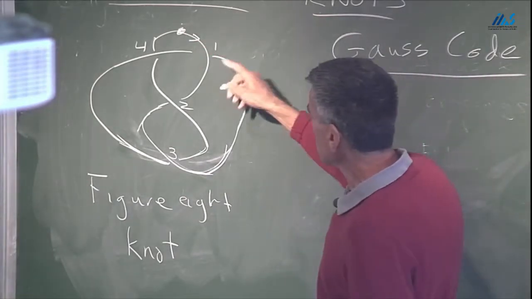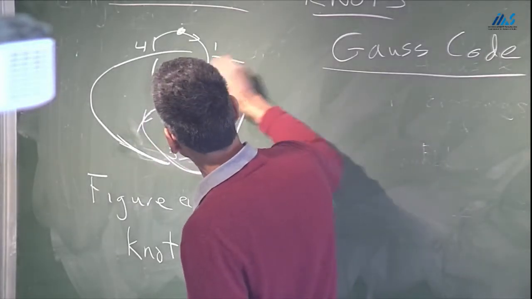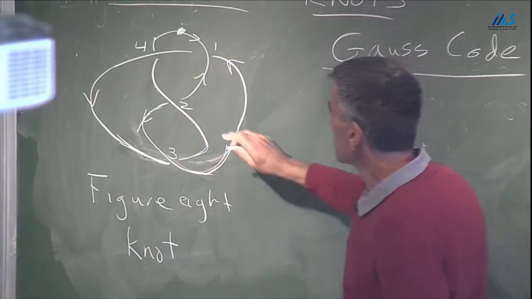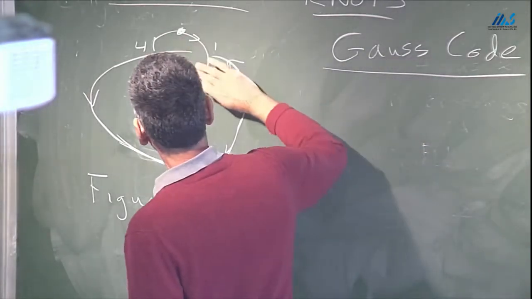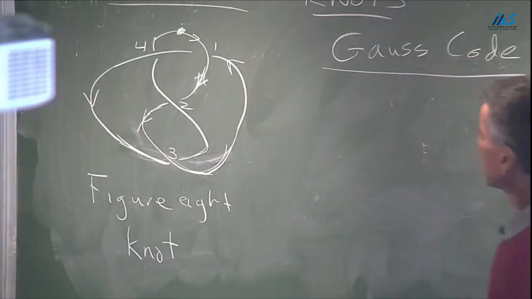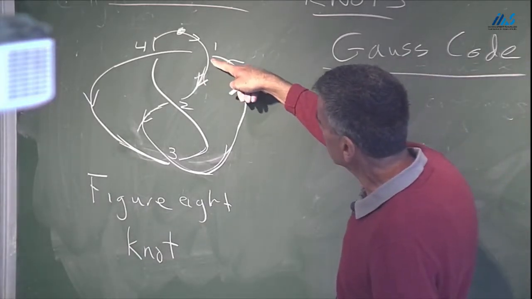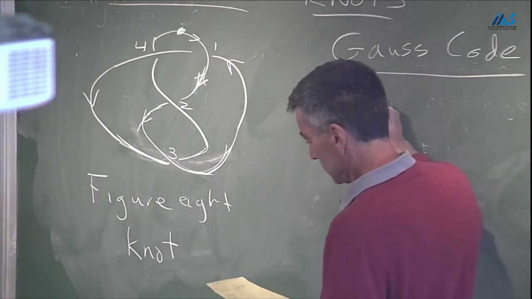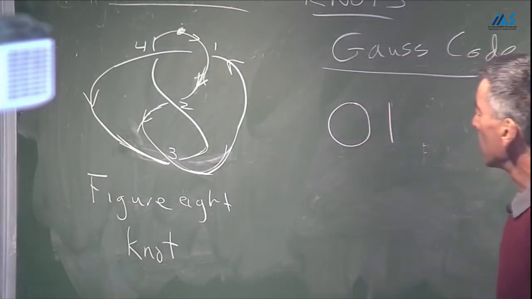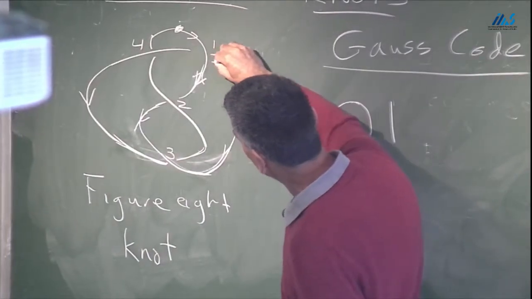So the first thing I see, let me draw the orientation in a few more places. There you go. So the first thing you see is you get to crossing number 1, and you go over crossing number 1. So you go over 1, and what's the sign of this? The sign of this crossing is a minus.